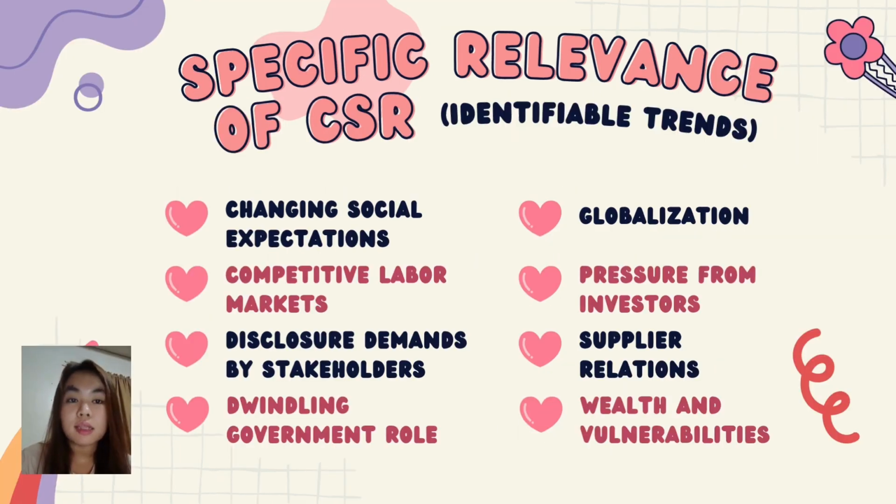So, on the next slide is the specific relevance of corporate social responsibility. First, changing social expectations. Second, competitive labor markets. Third, disclosure demands by stakeholders. Fourth is dwindling government role. Fifth, globalization. Sixth, pressure from investors. Seventh, supplier relations. And eighth, wealth and vulnerabilities.